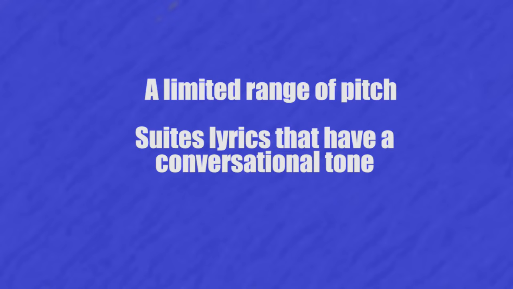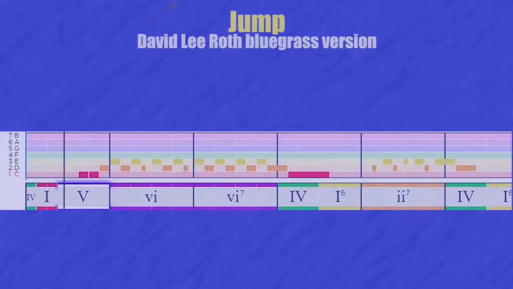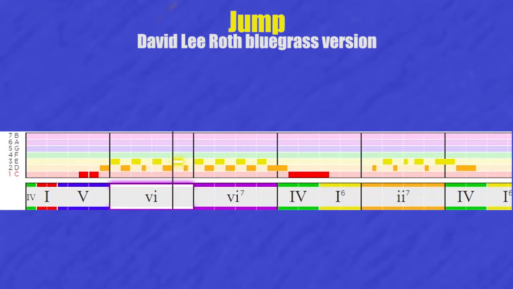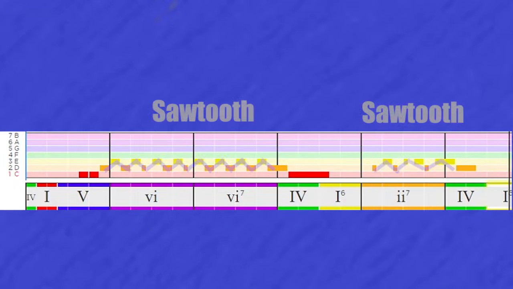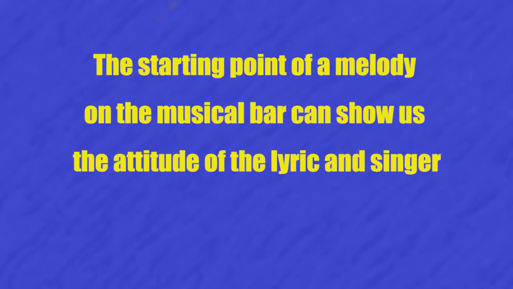When it uses a limited pitch of notes, the sawtooth shape can have a similar quality to the flatline shape, but it relies less on rhythm, making it another great shape to use for lyrics with a conversational tone. But what kind of conversation? The starting point of a melody on a musical bar can show us the attitude of the lyric and the singer.